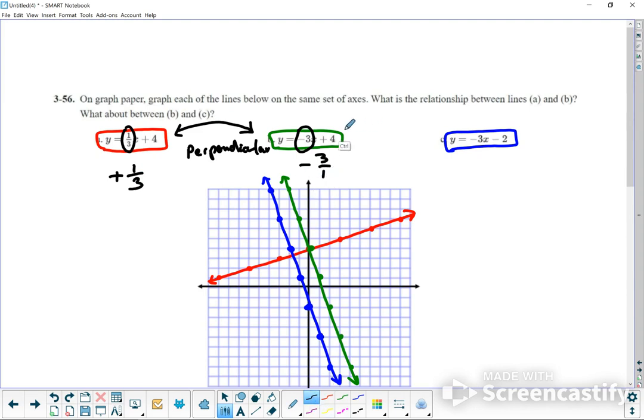Okay, between these two, they are parallel. Because the slope for the green is -3 over 1, and the slope for the blue is also -3 over 1. And you can see that they're both parallel.